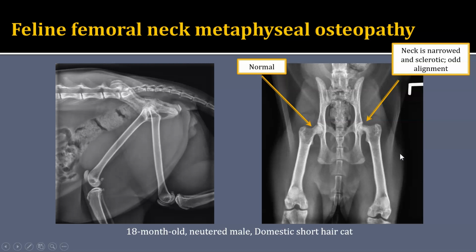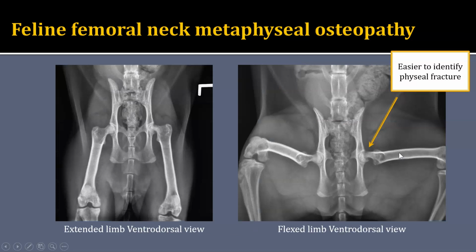normal right side. This is the same patient, and I wanted to show you an additional view that can be helpful when we're looking especially at the femoral head, femoral neck, and even the rest of the pelvis. So this is our routine extended limb ventrodorsal view, but on the right-hand side of the slide here, we have done a flexed limb ventrodorsal view. And when we do that flexed limb, maybe it's easier for you to see the femoral head here not lining up with our femoral neck.